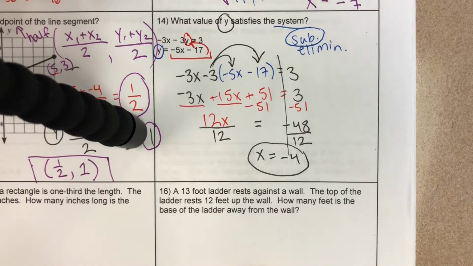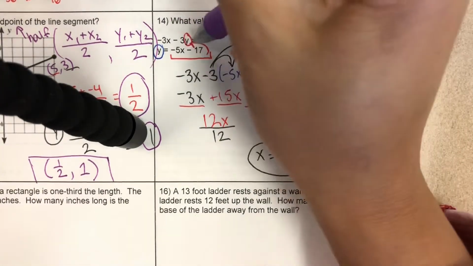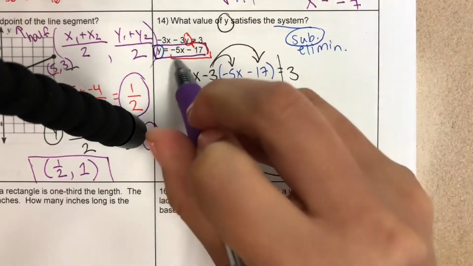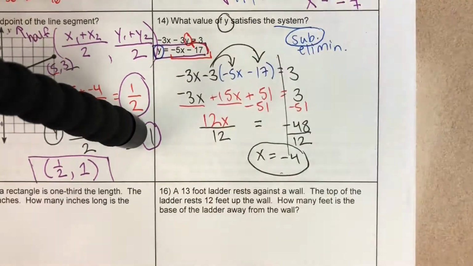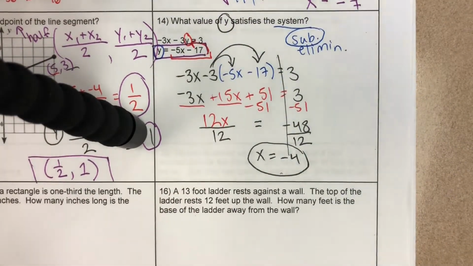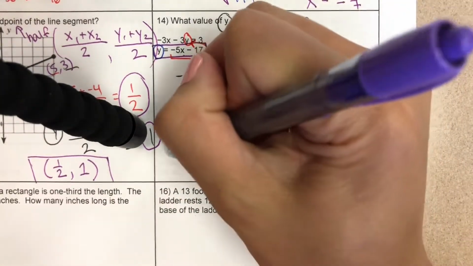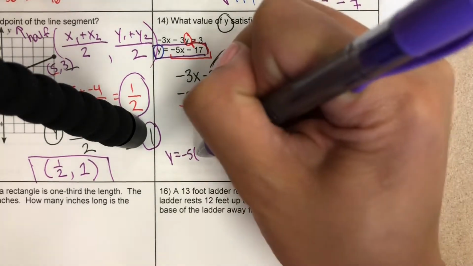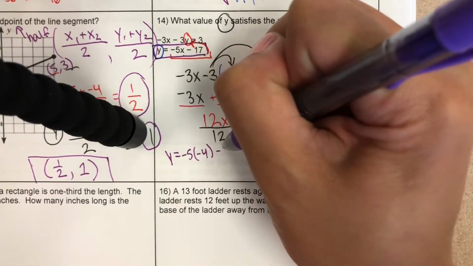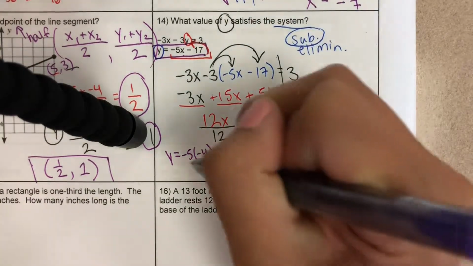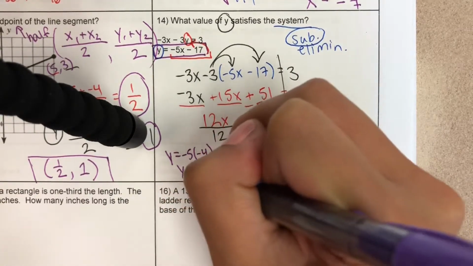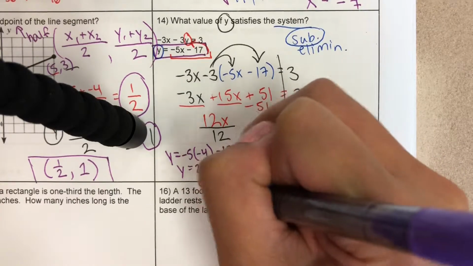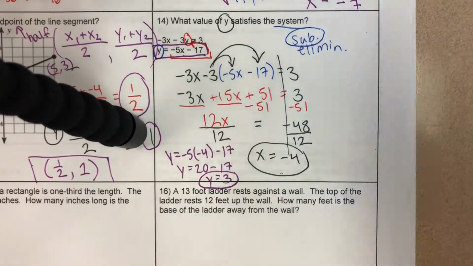So all I need to do is pick the easier equation. The bottom one is going to be the easier equation because the y is by itself. And I'm going to plug in -4 instead of x. So this becomes y equals -5 times -4 minus 17. When I do that, y equals 20 minus 17, and my final answer is going to be y equals 3.